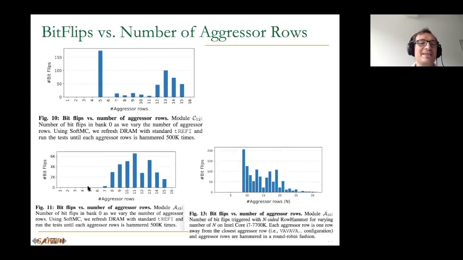Okay, so you can see that this actually happens for many other vendors also. This is, I think, one module from vendor A. You can see that the best attack, this is real chips, at the standard specified refresh interval, with real programs, happens with 11-sided hammering. And here you can see that the best attack happens with 9-sided hammering. You hammer 9 rows.